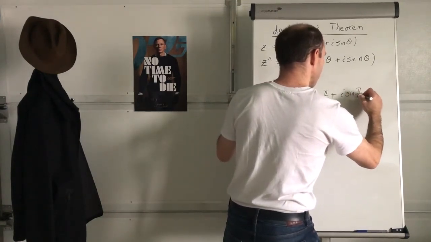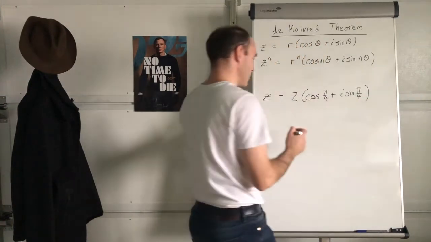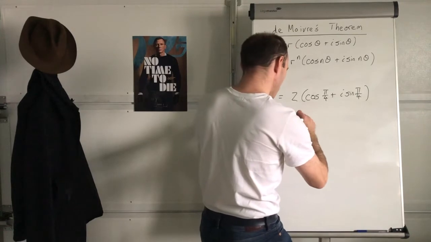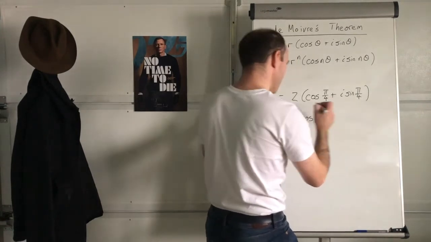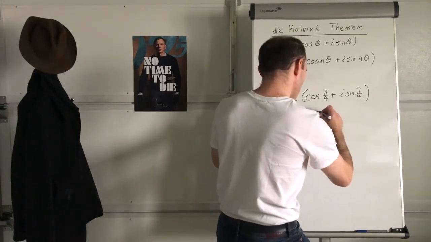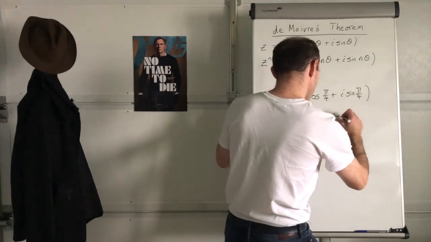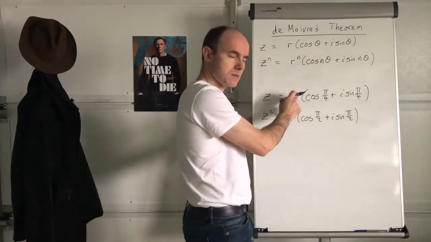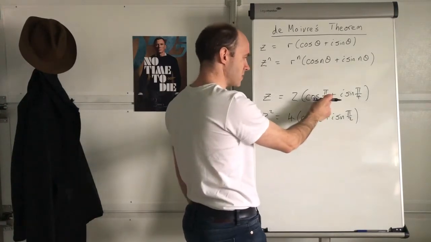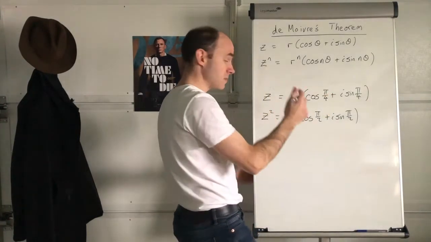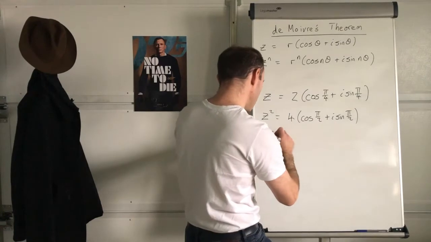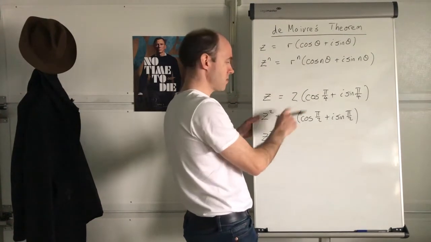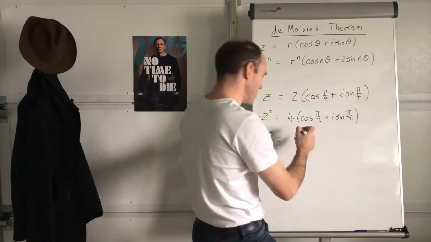So if z is equal to that, well, what is z squared going to be? Well, 2 squared is 4, and then you're going to have cos pi over 2 plus i sin pi over 2, because what you're doing is just multiplying the moduli, 2 times 2, and adding the arguments, pi over 4 plus pi over 4. Remember, z squared is z times by itself. And then z cubed, what are you going to do? Well, z cubed is the same as z squared times z. So that times that. So that's 4 times 2, which is 8.